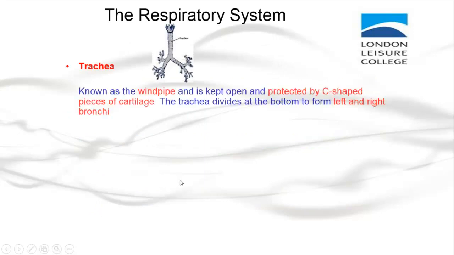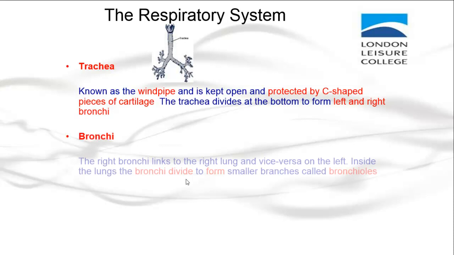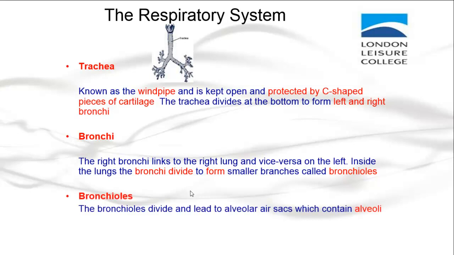From there it goes down into the trachea. So this is known as the windpipe and is kept open and protected by C-shaped pieces of cartilage. The trachea divides at the bottom to form left and right bronchi. The right bronchus links to the right lung and vice versa on the left. Inside the lungs, the bronchi divide to form smaller branches which are called bronchioles. And the bronchioles divide and lead to alveoli air sacs which contain the alveoli. And this is where gas exchange takes place.